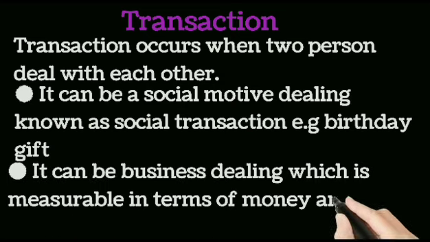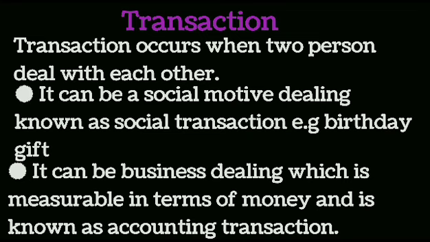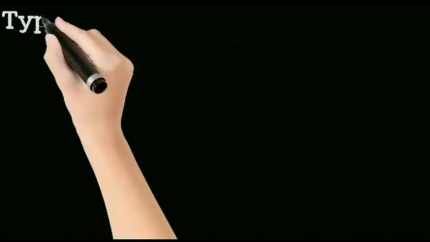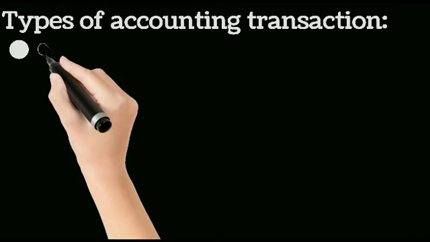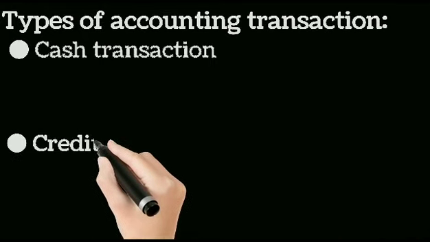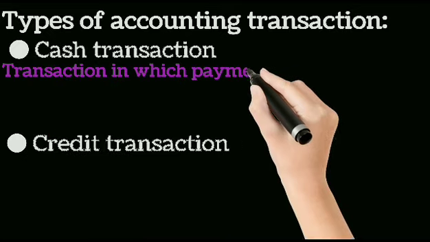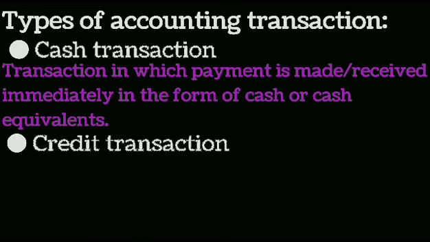However, an accounting transaction is a business dealing which is measurable in terms of money. For example, a business purchased inventory from XYZ supplier on cash is an accounting transaction. Types of accounting transactions: cash transaction and credit transaction. A cash transaction is a transaction in which payment or receipt is made immediately in the form of cash or cash equivalent. Cash equivalents include checks, credit cards, standing orders, etc.